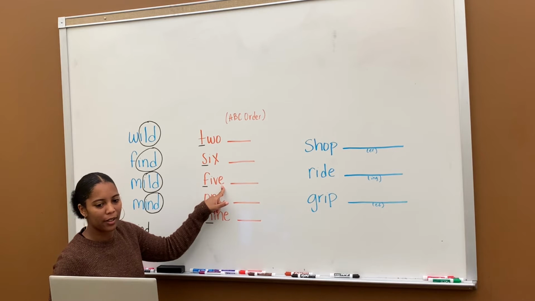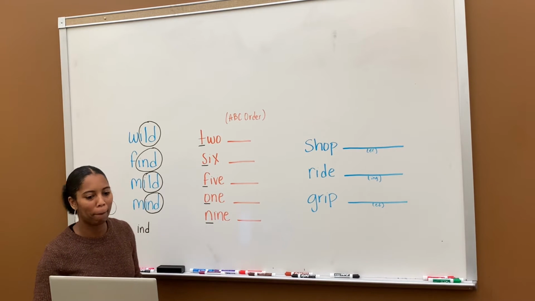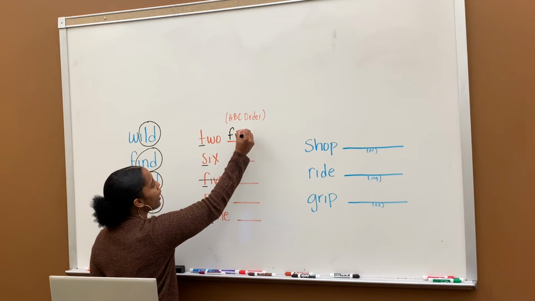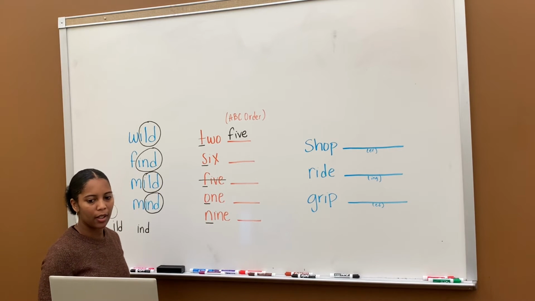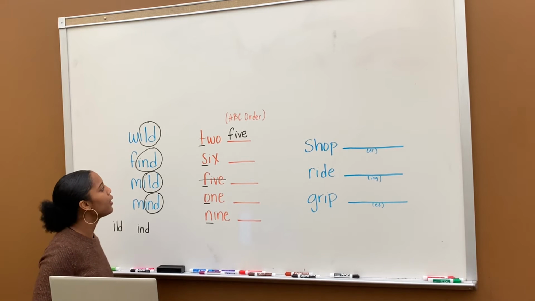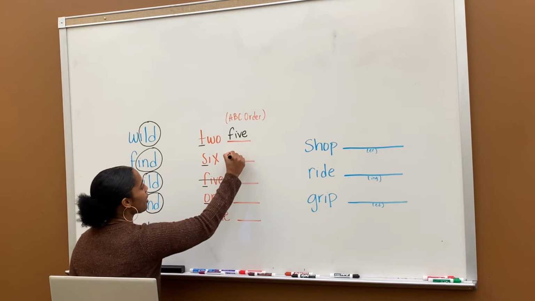Why doesn't this E matter? Because it's not in order. No, because we're only looking at what? The first letter. Good. Okay. So after that, after E, F. Five. Yes. So that means five is first on our list. Five. Okay. G. Any G's? Nope. H. Nope. I. Nope. J. Nope. K. Nope. L. Nope. M. N. Nope. Yes. Nine. So that means nine is second.